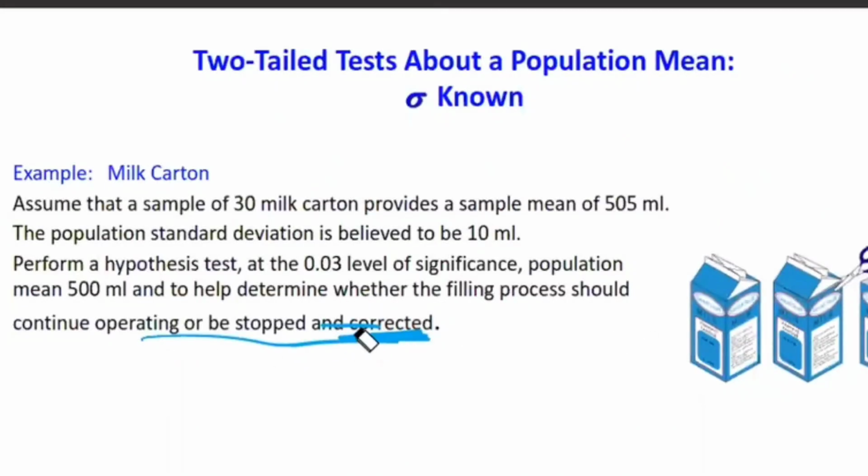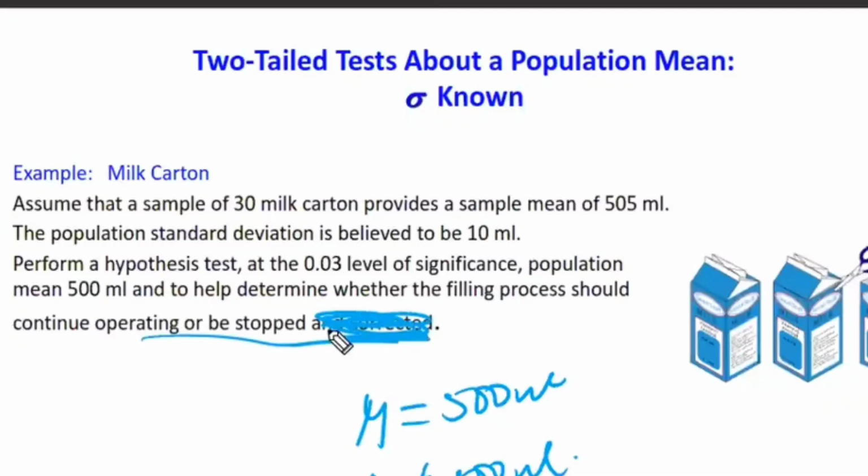If you are an inspector, you'll only stop. Why would you correct? Who will correct? The director of the company only will do that. So you have to do it from the director's perspective, the company's perspective, not from the inspector's perspective. So here mu is equal to 500 ml, and mu is not equal to 500 ml. Assume this word is not there. Now read the same question once again.